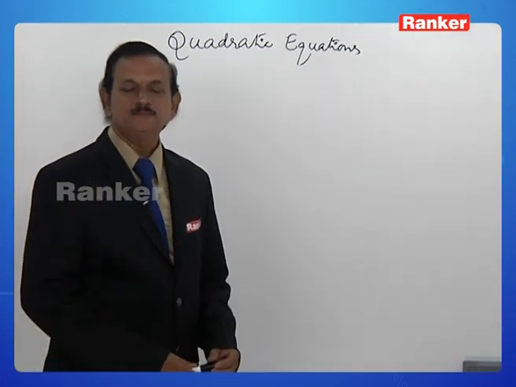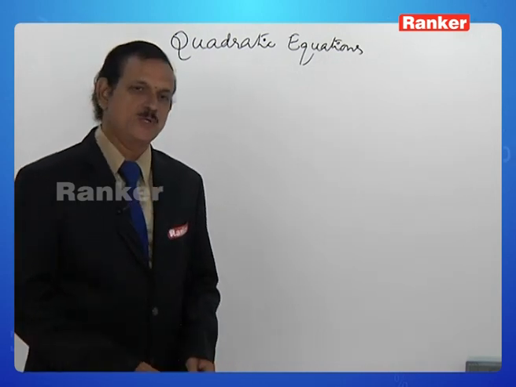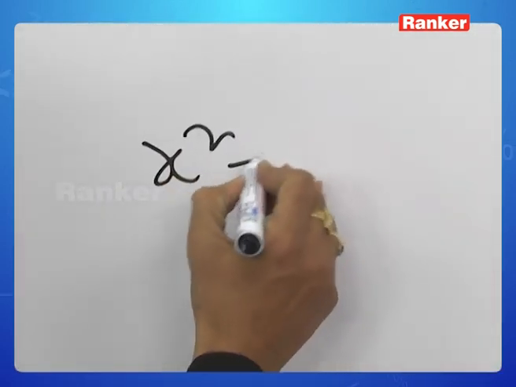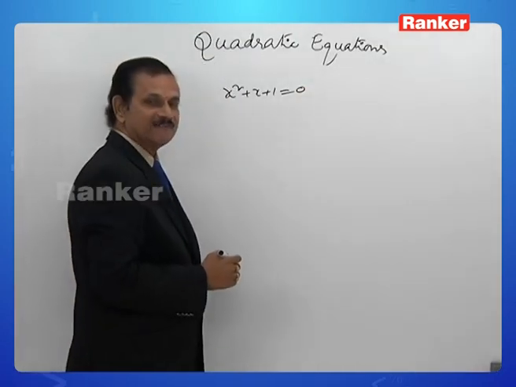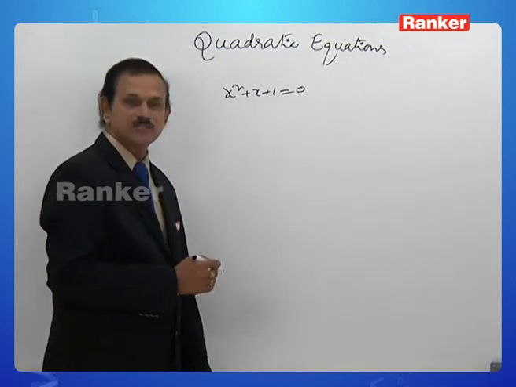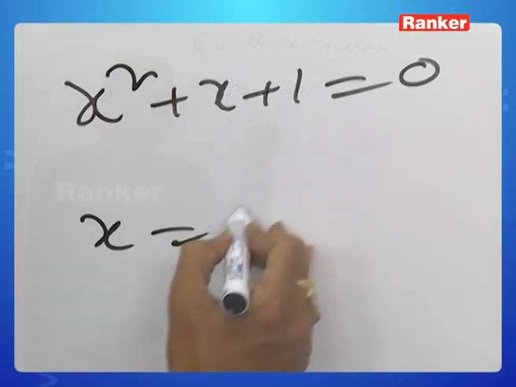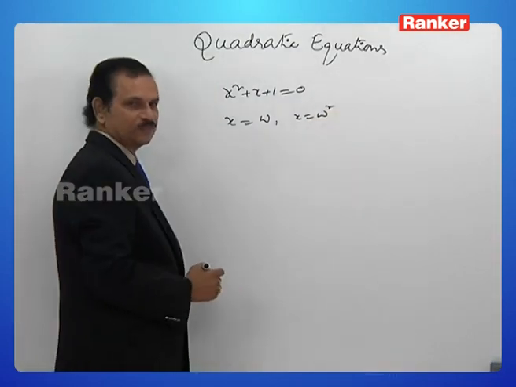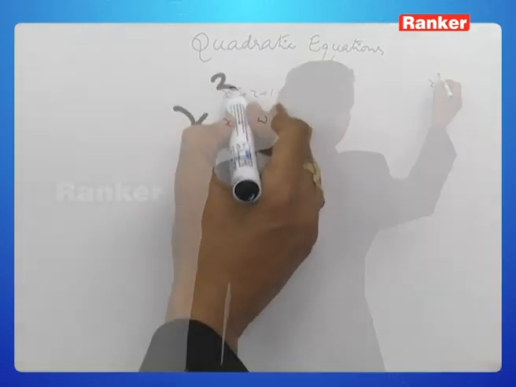Now we deal with some special quadratic equations which we come across more frequently. They are, observe the equation x square plus x plus 1 is equal to 0. We could have observed this equation already in the complex number system while calculating the cube roots of unity. And we know that x is equal to omega and x is equal to omega square are the complex roots of unity here. Let us recollect what do you mean by cube roots of unity.